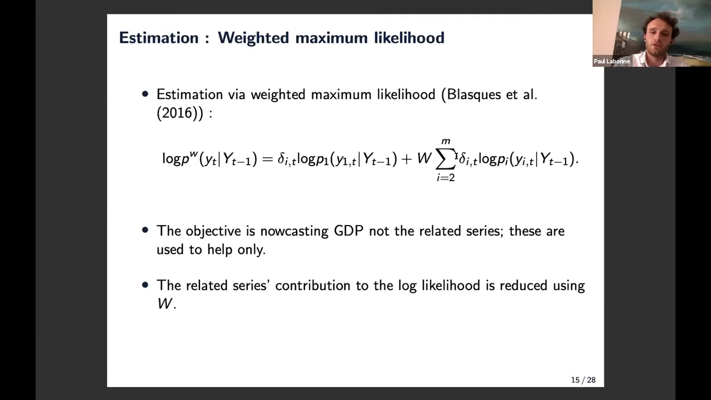So in order to account for this, we can include this weighting factor, W, which will downweight the log likelihood of the related series. So here I'm just using a factor of 1/3 in order to put the likelihood of GDP and the related series to the same level.